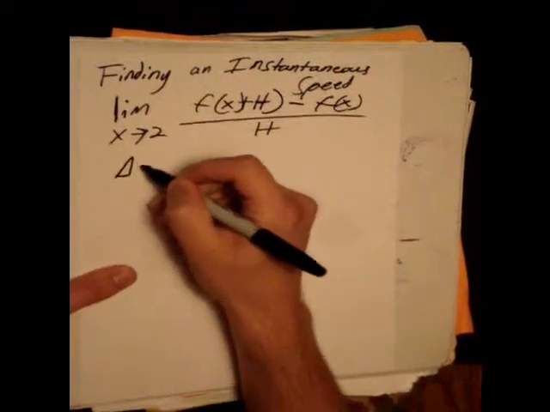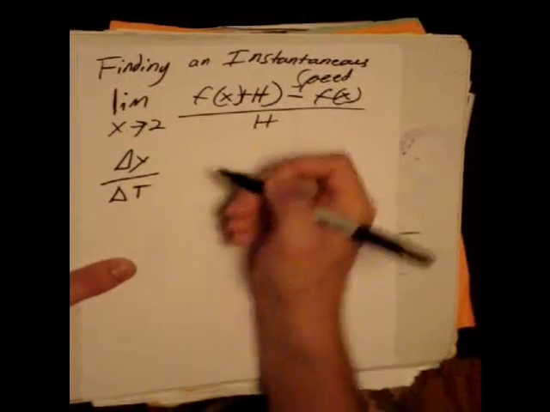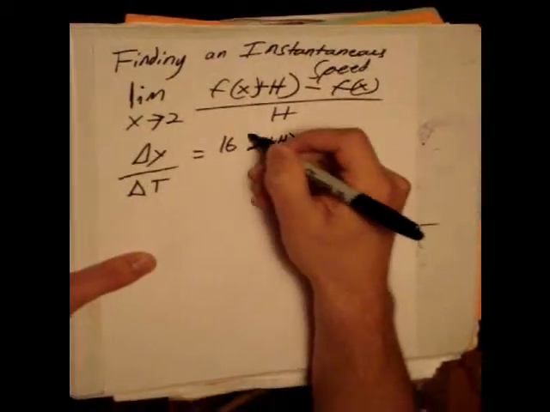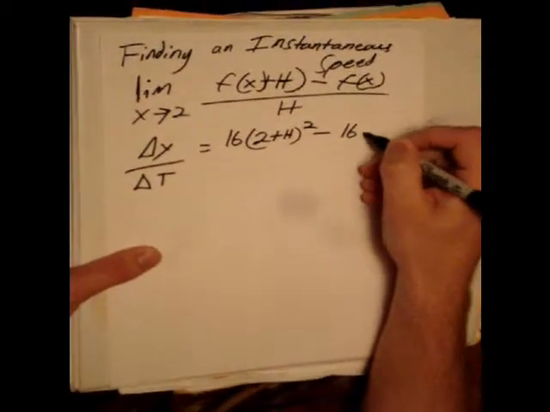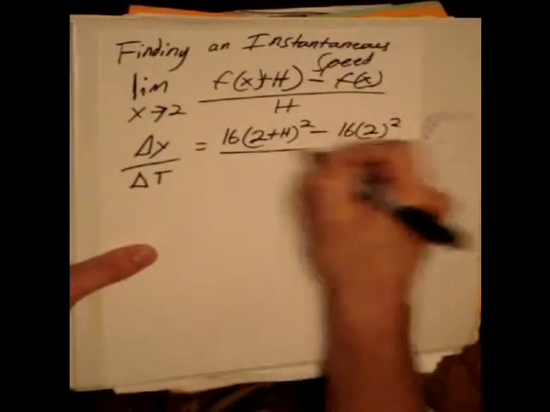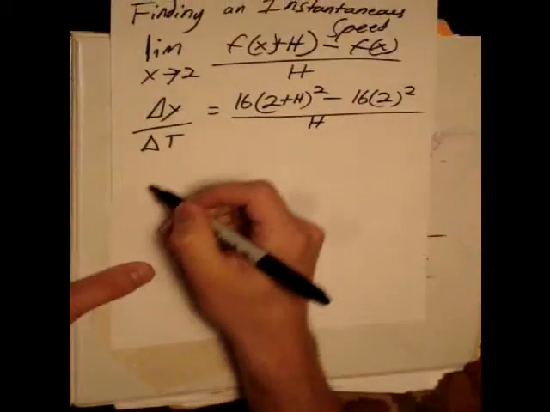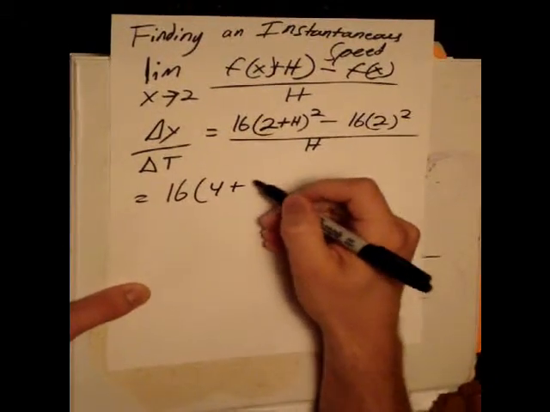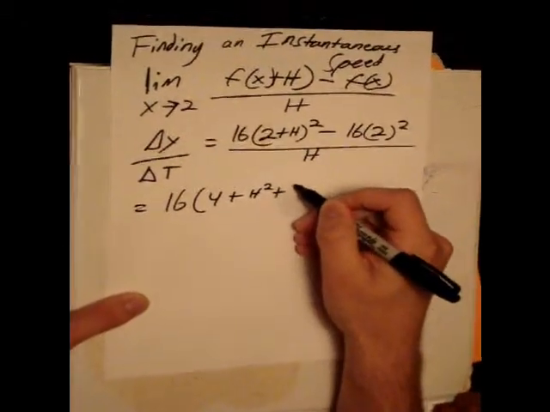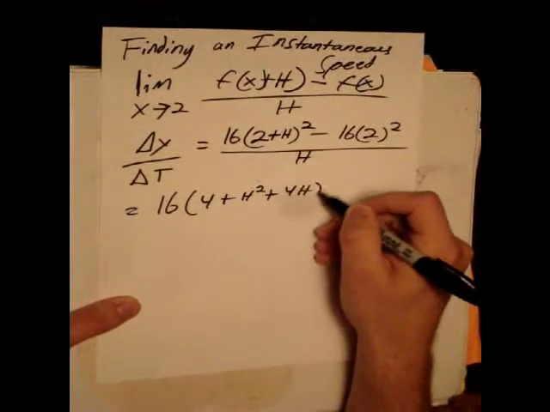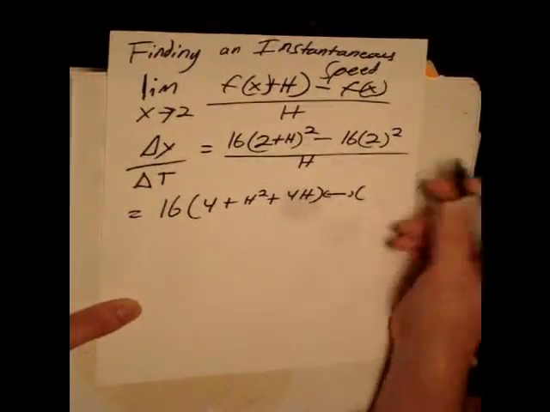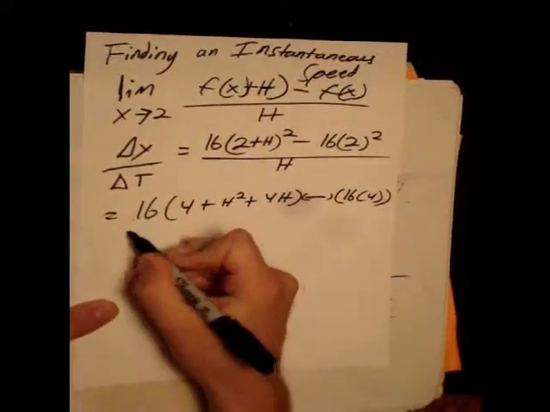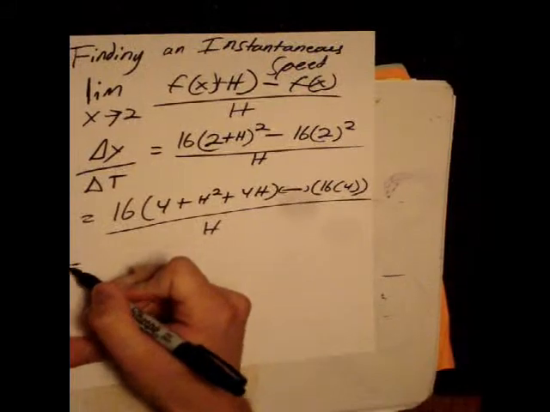Okay, so first we're going to plug in change in distance over change in time, because it's just like average speed. But this time, we're going to put in 2 plus h, the x squared, minus 16 times 2 squared, because it's a loner over there. All over h, of course, again. Now we're just going to start plugging in numbers. Actually, my bad, we're going to square it. We're going to start simplifying, that's what I should have said. We're going to have 16 times 4 plus h squared plus 4h minus 16 times 4 over h.